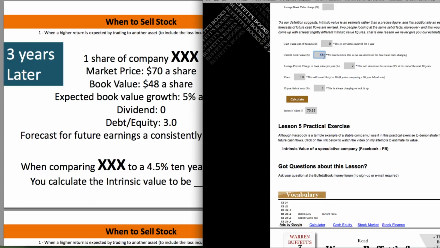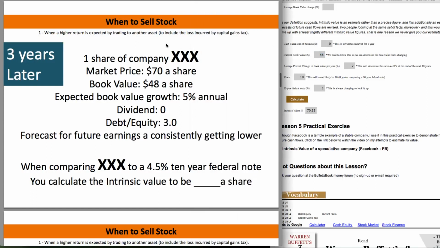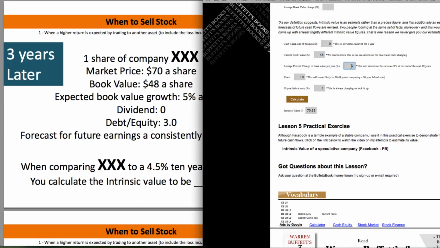Okay, so the book value is still 48. Now, the average percent change in book. Right now we're assessing that the book value is only going to grow 5%, where before we were saying it was going to grow at 7%. So that's a major difference, and we've got to put that change in. So we're going to change that to 5, which is symbolic of 5%.